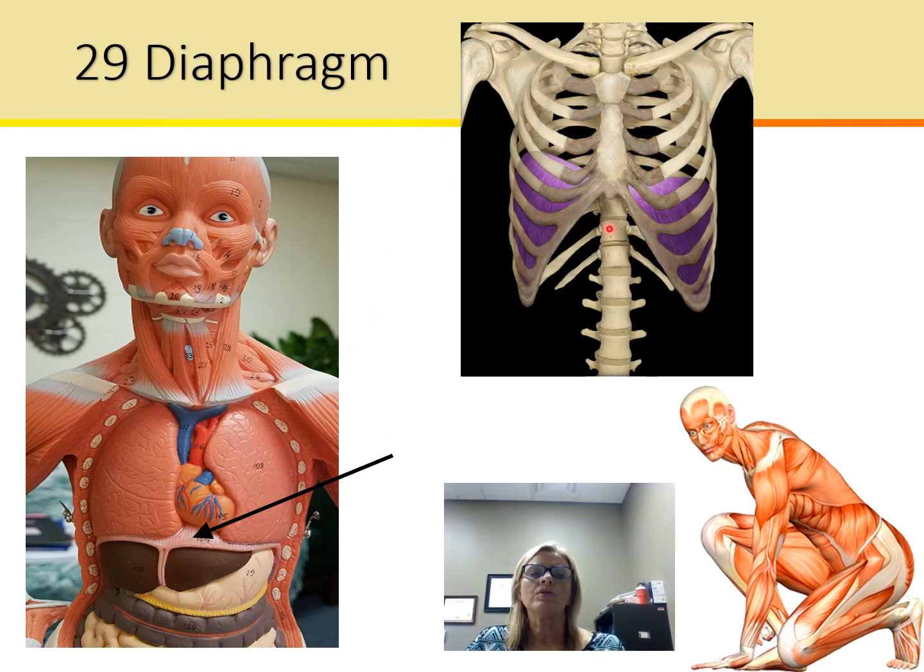And so this pushes the abdominal viscera inferiorly, and it's directly related to breathing. If it goes down, as it pushes the abdominal viscera inferiorly, it's going to increase the volume of the thoracic cavity for inspiration, allowing air to flow in. The origin is the inferior border of the sternum, costal cartilage, and lumbar vertebrae, and the insertion is the central tendon of the diaphragm.